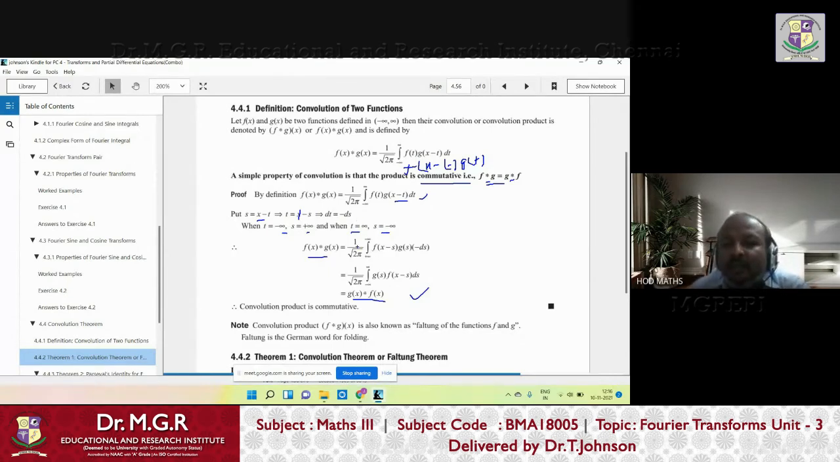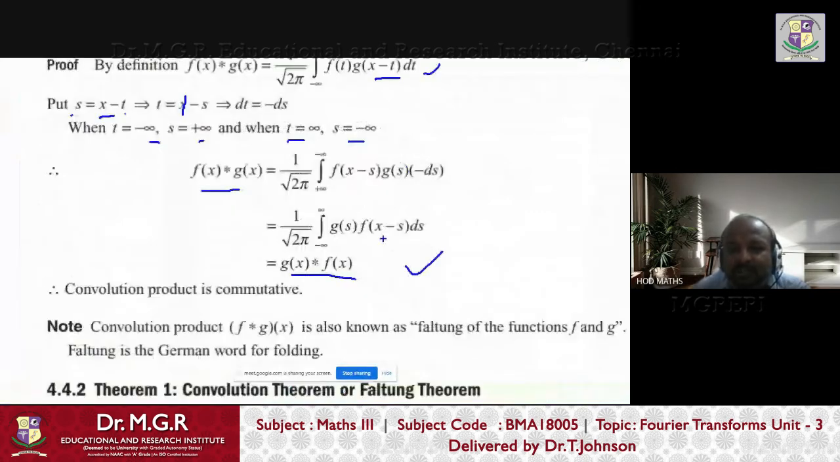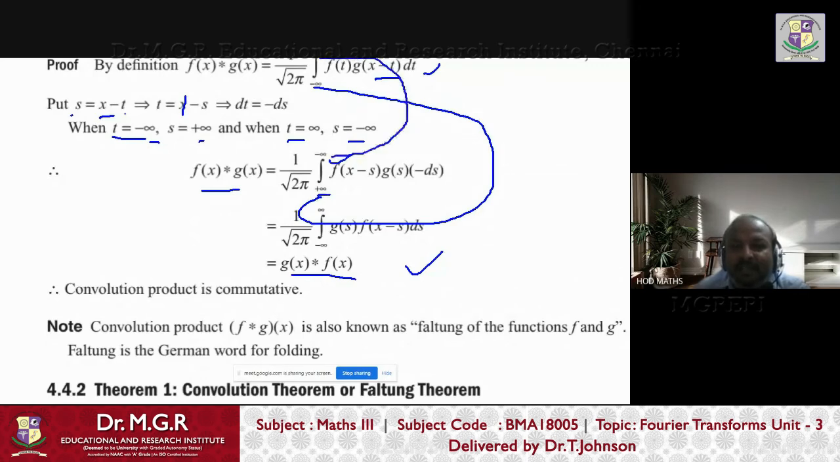So when you change the variable from t to s, what happens? The limits are changed. That means whenever t is plus infinity, s is minus infinity, and whenever t is minus infinity, s becomes plus infinity. So here you see they put plus infinity as the lower limit and minus infinity as the upper limit, right? And then in place of t, you can substitute x minus s.